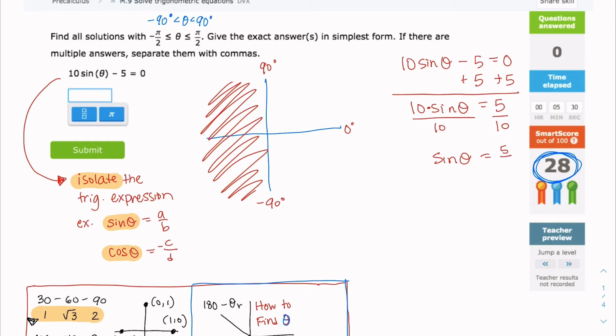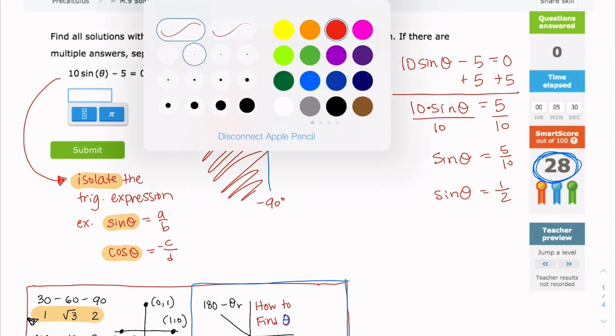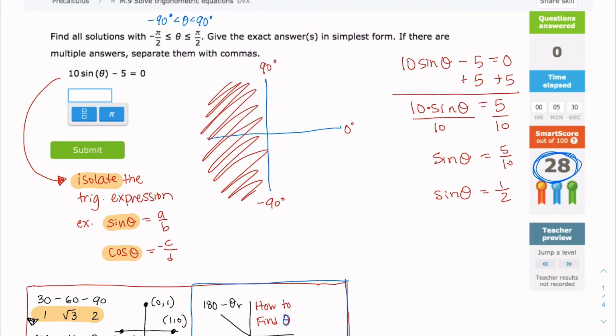Equals 5 over 10. So really, sine theta equals 1 over 2. From this step, if you feel comfortable, pause the video and try it yourself. If you're a little hesitant, watch as I do it and try the next problem. So as we said before, step 1 is always label x, y, and r. Sine formula, sine is y over r.